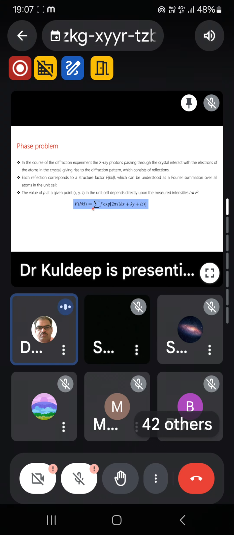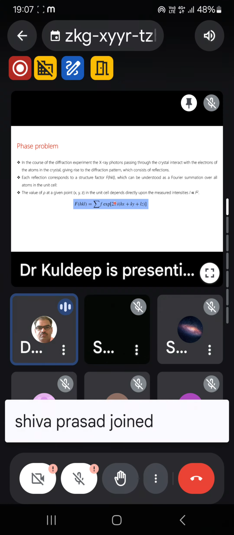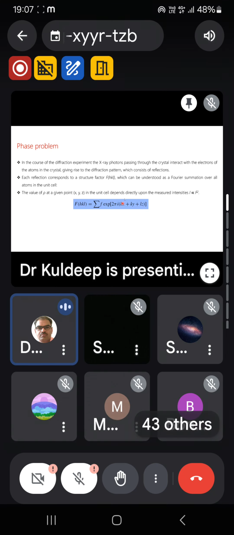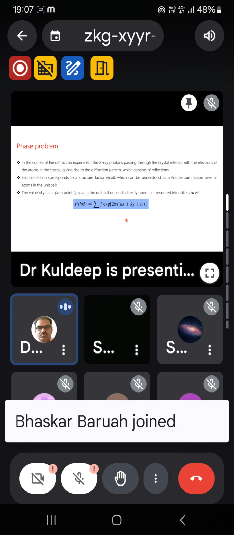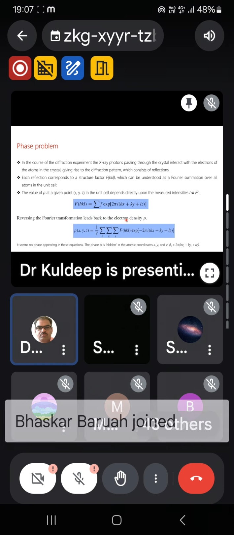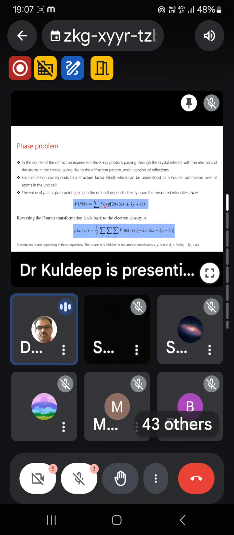And this is the mathematical expression, where the structure factor F(hkl) is the summation over all the atoms of the scattering factor times the exponential of 2 pi i (hx + ky + lz). x, y, z are coordinates and h, k, l are the Miller indices. And when we reverse this Fourier transform, we get back the electron density. So the electron density at any point x, y, z is defined as 1 over the volume of the unit cell, summation over all h, k, and l, of the structure factors and the exponential of this term.